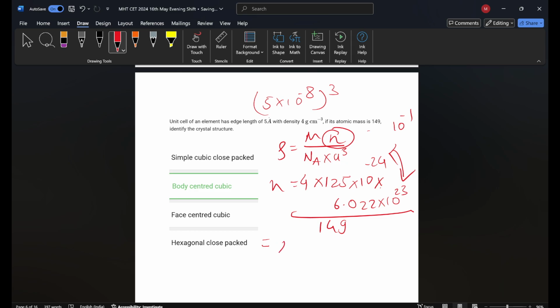So what do we do? Simply 4 into 12.5, right? 125 is 10 into 12.5, into 6 we will consider, and down it is 149. So now tell me friends, 12.5 into 4 is 50, right? 12.5 into 4 is 50, into 6 it becomes 300 by 149. So 150, so it is around 2 point something. So if it is 2, then it is body centered. If it was close to 1, it would be simple. And this is the way we solve it, right?